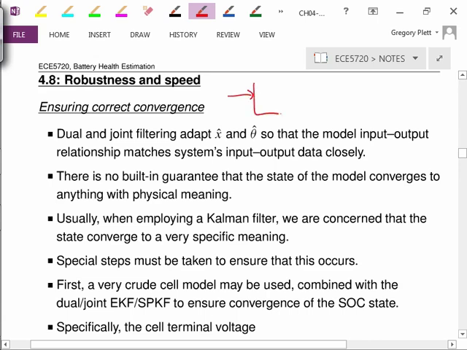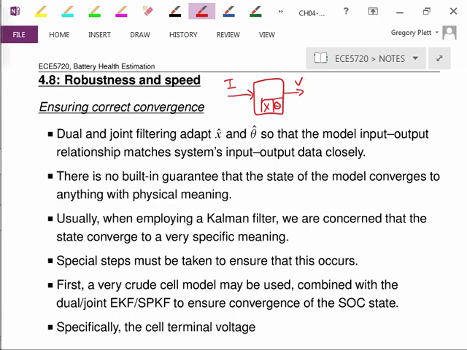I've got input to the system. Inside of the system I've got some state, but now I also have some theta. And I've got output from the system, so I've got current in and voltage out. I measure that, and I run my filter. Now my filter is trying to adjust the x hat and the theta hat so that the relationship between I and V matches closely. And it can do this by adapting either the state or the parameters or both.